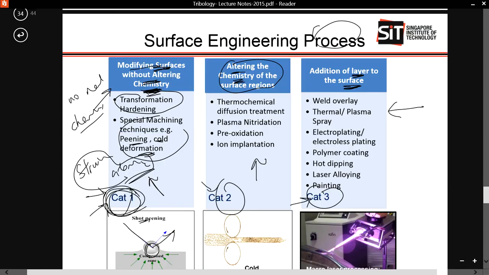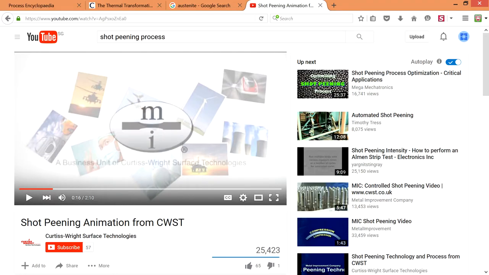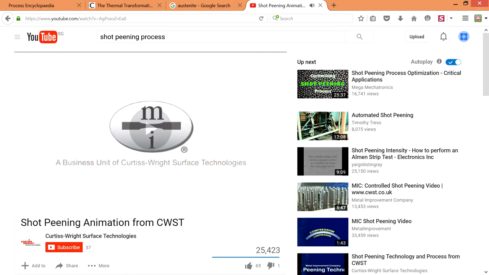Alright, Category 2, I also want to briefly talk about it. What's shot peening and cold deformation? So let's take a look. It's best if you were to watch the shot peening video.